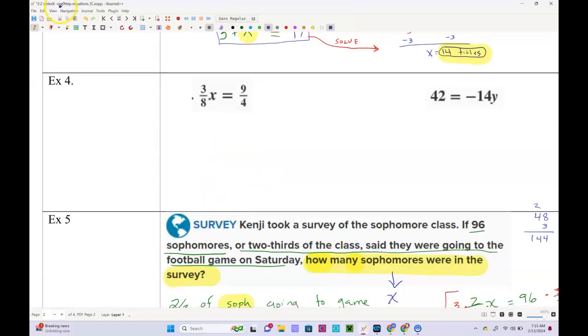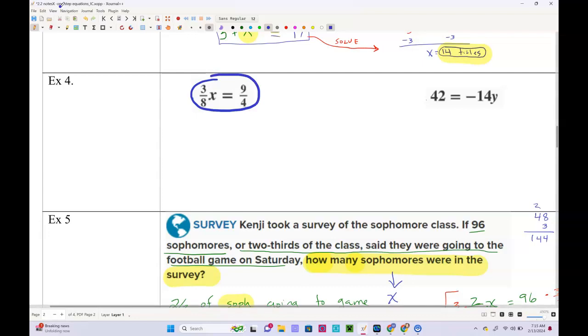Let's jump down to example 4 now. In example 4, we have 3/8 times x equals 9/4. How do we get x by itself here?